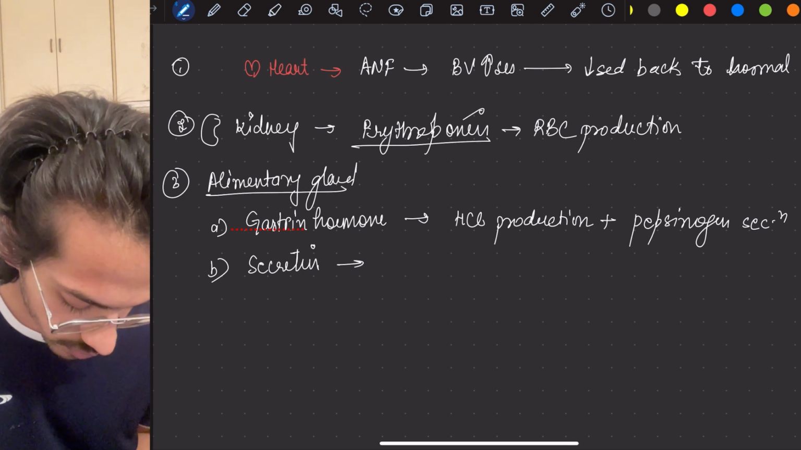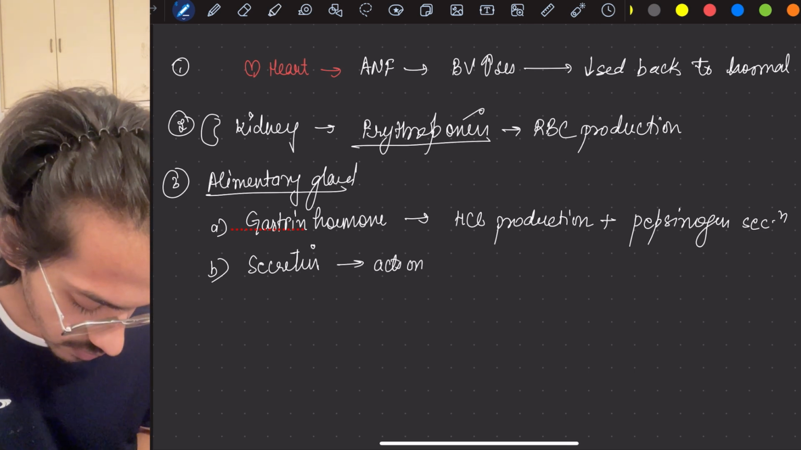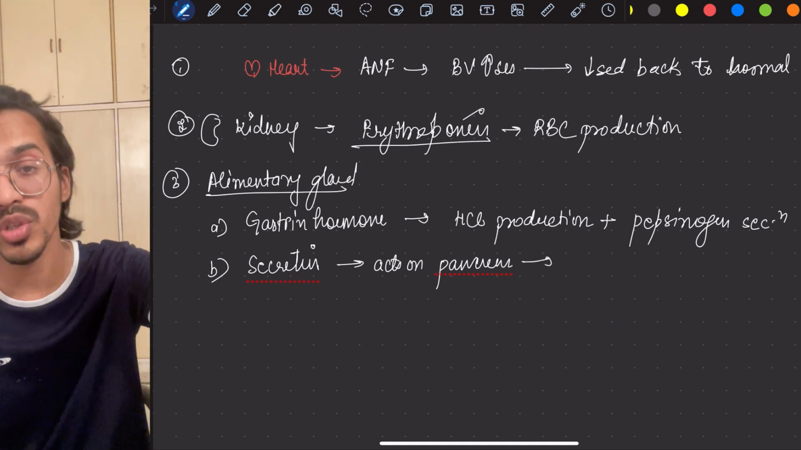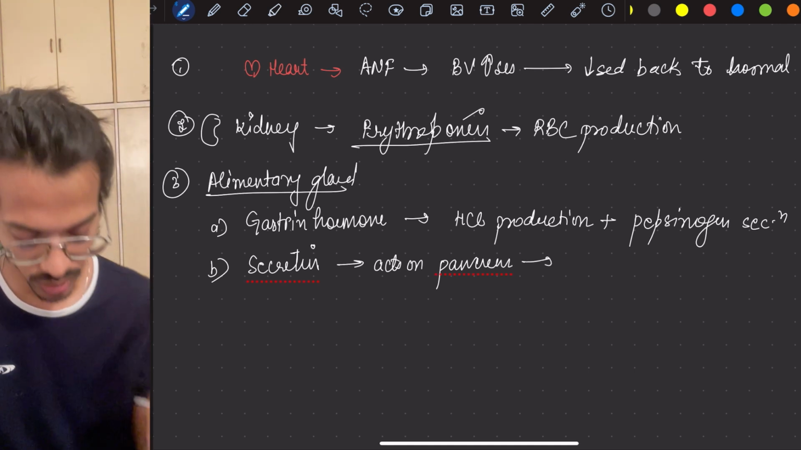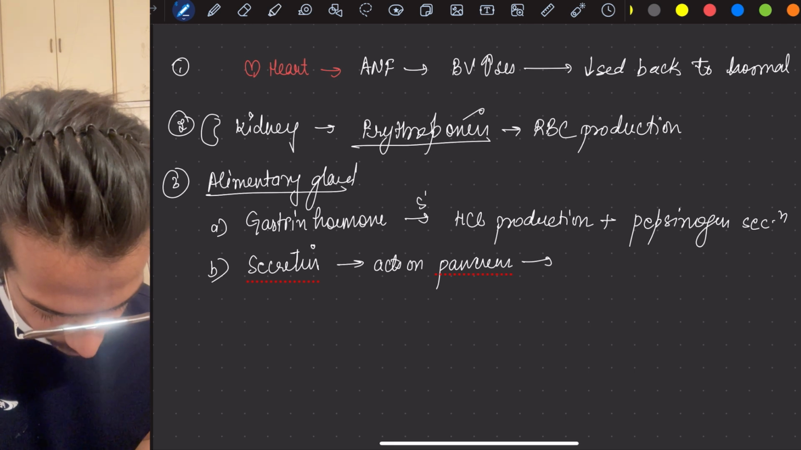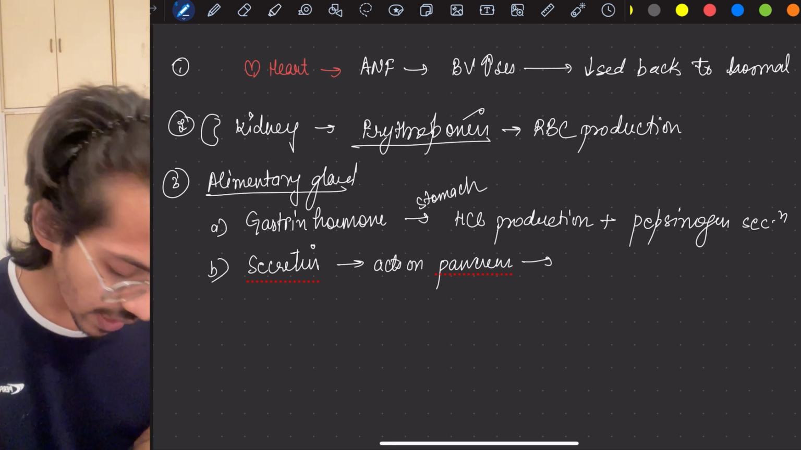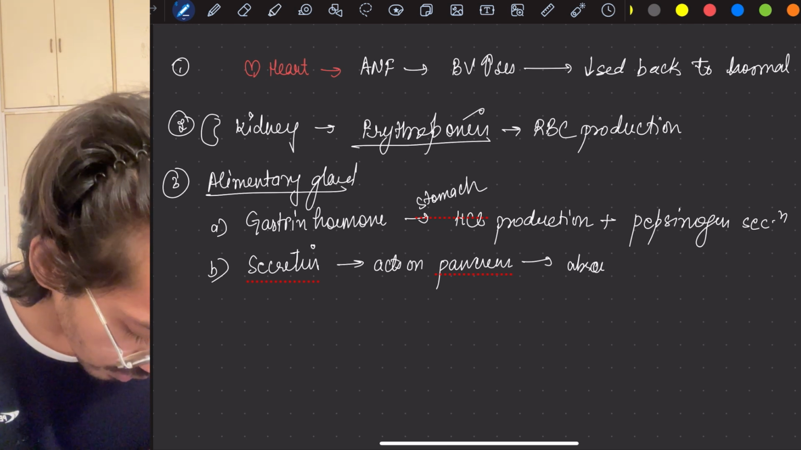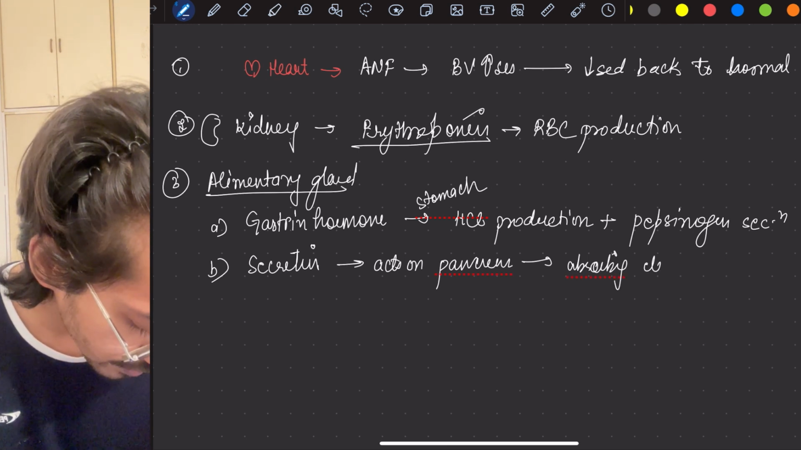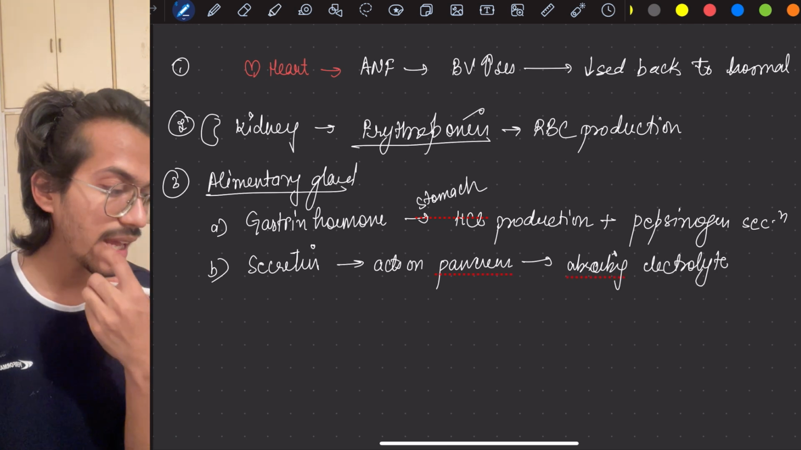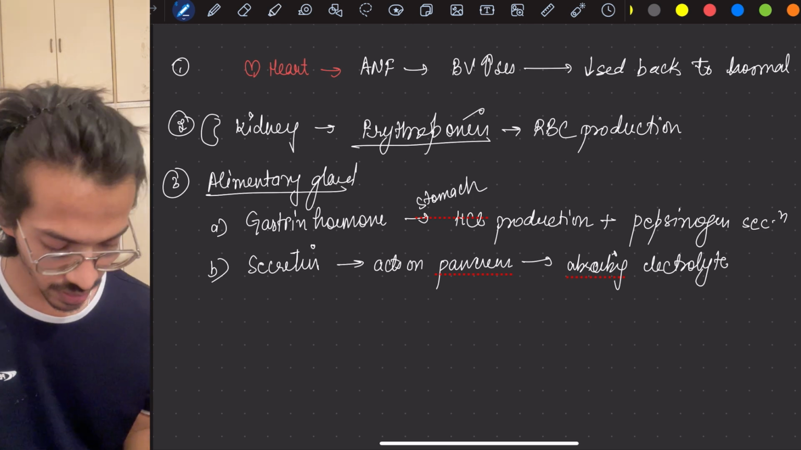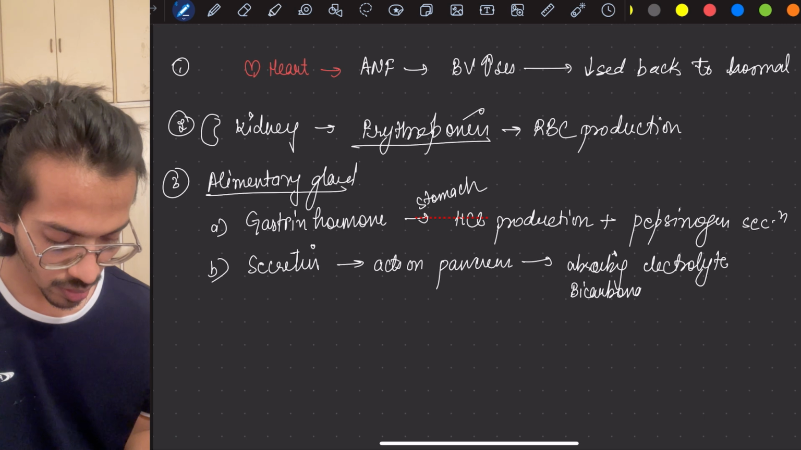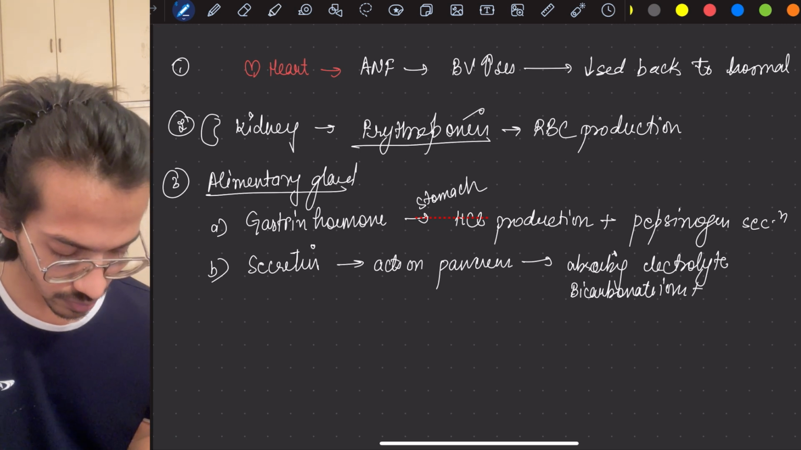Secretin acts on the pancreas, while gastrin acts on the gastric mucosa, meaning in the stomach. So this one acts on the pancreas and helps in the release of electrolytes. What electrolytes does it help with? That is bicarbonate ions plus water.